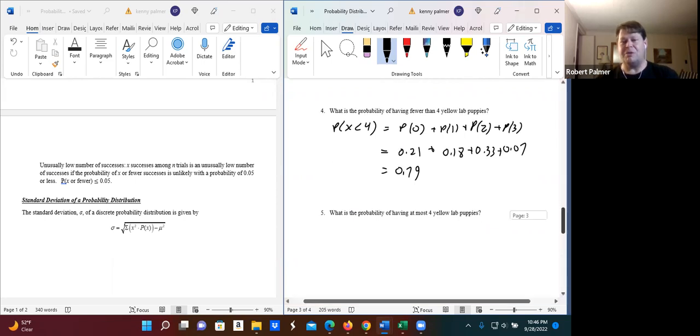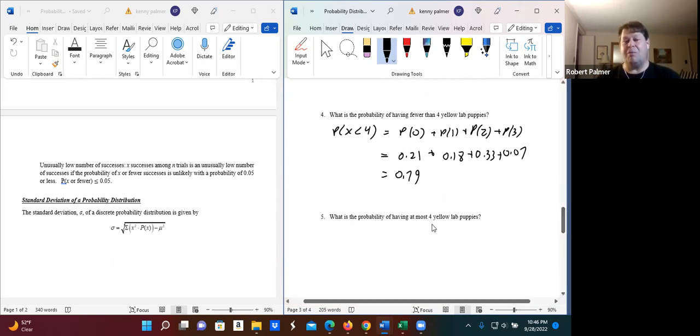Now let's look at number 5, which is similar. I have to decide if it's the same. What's the probability of having at most 4 yellow lab puppies? What does at most mean? Think about what you're happy with and what you'll be willing to take. Anything less than 4 is fine, but at most 4 is okay too. So 4 or fewer we're happy with. We write it in a similar way, almost the same as this, except this time we consider 4 is okay as well. So this is going to be X is less than or equal to 4.